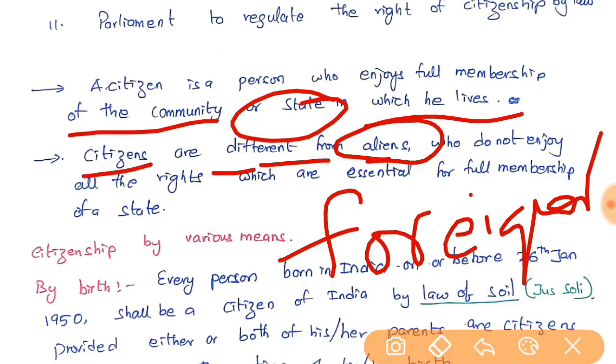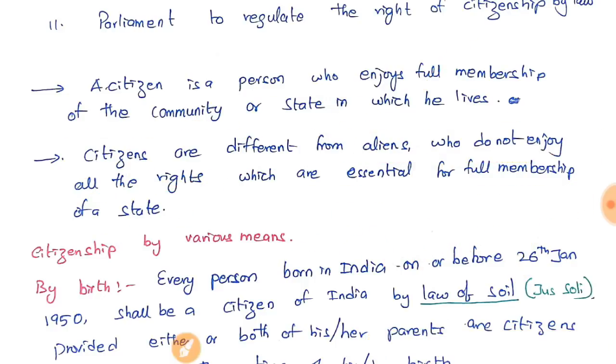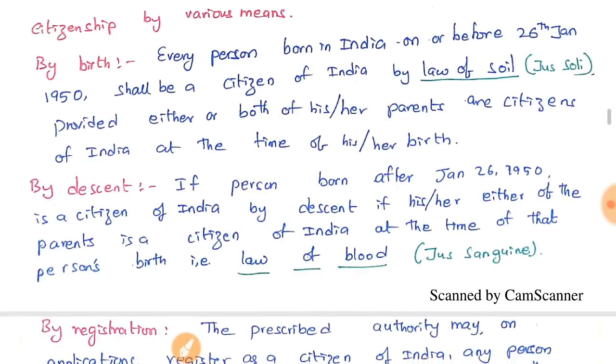In those days they called foreigners aliens. Aliens are not those aliens who come in unidentified flying objects, UFOs, okay. They do not enjoy all the rights which are essential for full membership of a state, friends. So if you are a citizen of India, you have more rights when compared to a foreign person.